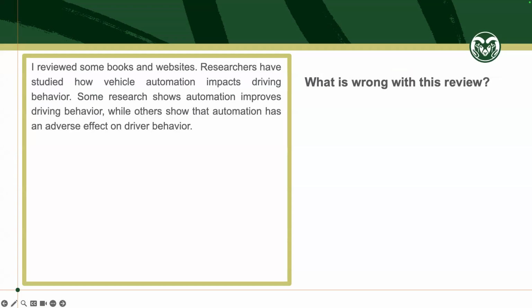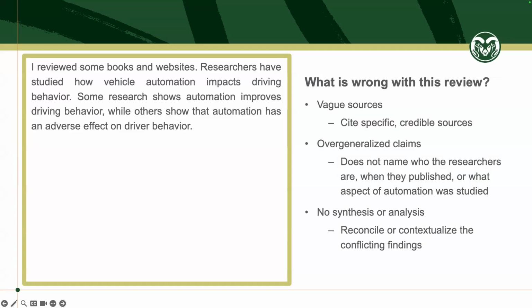Or is it a credible peer-reviewed journal that you read with a high impact factor? We see that automation impacts driving behavior, but what behavior? Does it make you speed? Does it make you take a nap in the trunk of your car? What is it changing? We have no insight on that. So yeah, exactly, vague sources. We want to cite the specific source and we want to find credible sources. That's the other part: we don't want to be citing references that don't have credibility or merit.